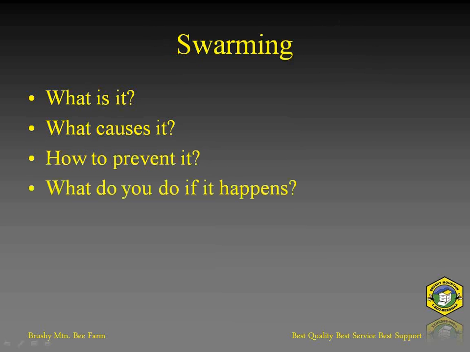when we talk about swarming. What is it? What causes it? How do you prevent it? What do you do if it happens? Swarming is a colony's natural instinct to propagate. Yes, the bees are reproducing on an individual level. The queen is laying an egg. We've got new workers emerging. That's reproduction at the individual level.